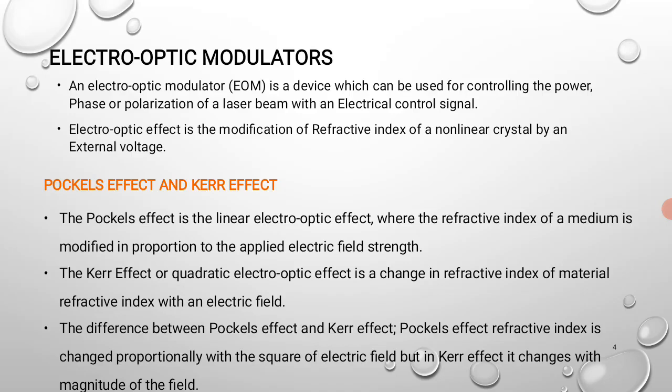The Pockels effect is the linear electro-optical effect, where the refractive index of the medium is modified in proportion to the applied electric field. The Kerr effect is a quadratic electro-optical effect. It changes the refractive index of materials with an electric field. The difference is that in the Pockels effect the refractive index changes linearly with the field, but in the Kerr effect it changes with the square of the field.